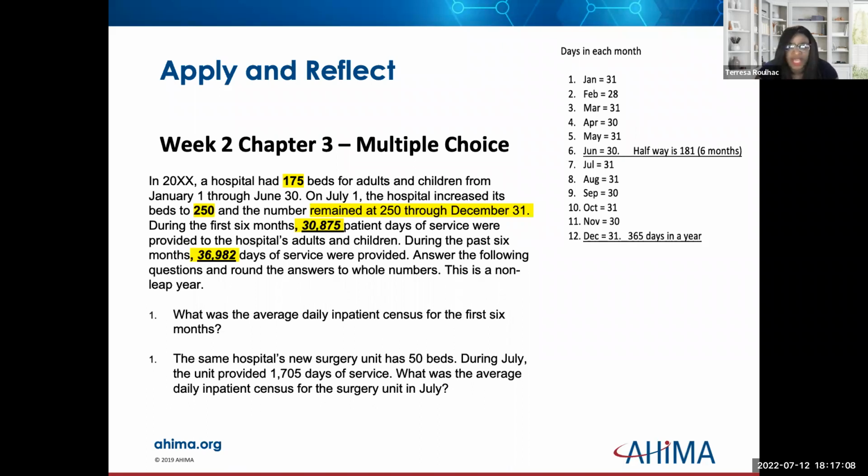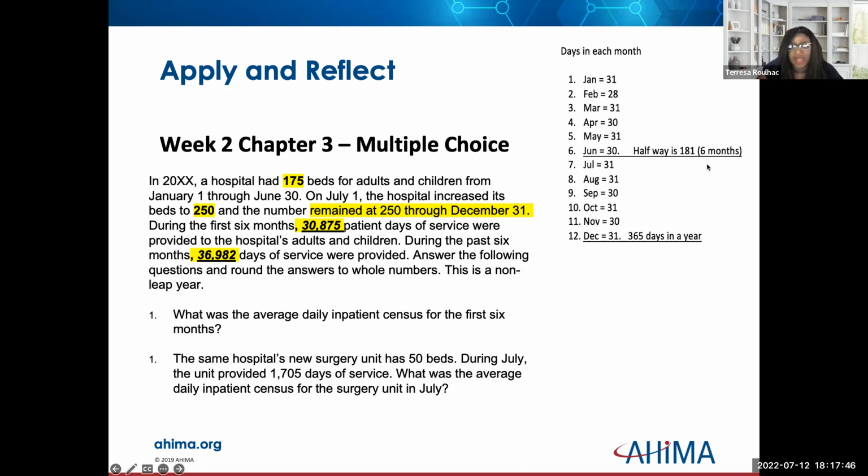Remember, that's important because if it was a leap year, then we would be looking at 366 days. Now, one thing that I like to do is I have the days in each month, and then I have my little at a glance. January has 31 days, February has 28 unless it's a leap year. Why do I have that? Well, as we go through these particular questions, it's going to be important to know how many days we're working with. So for the very first question, the first 6 months was 181 days.